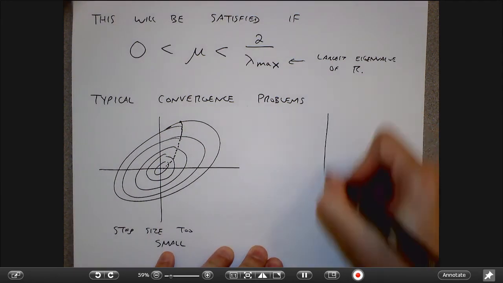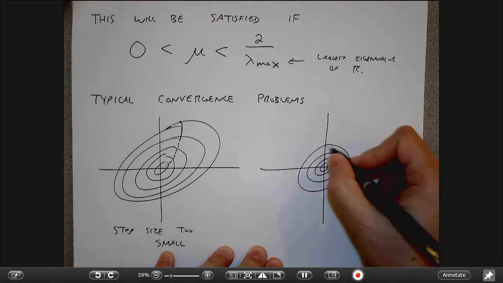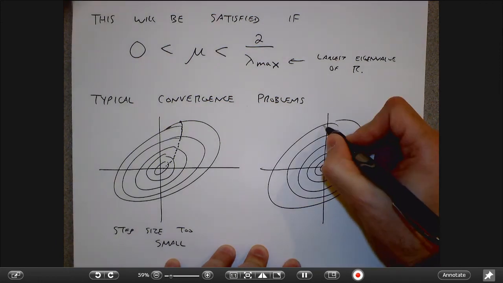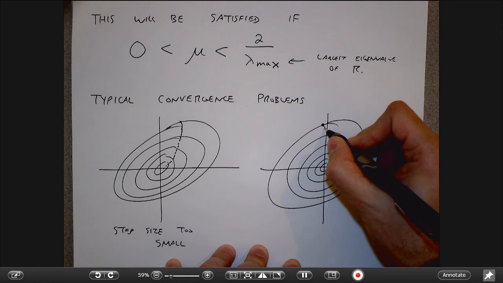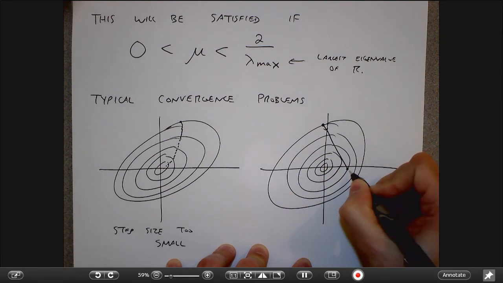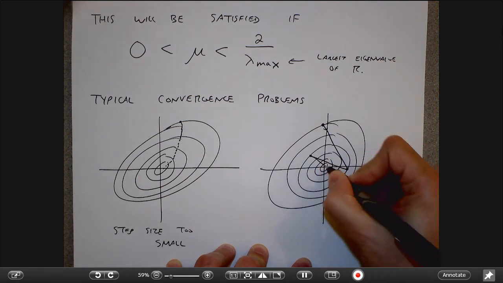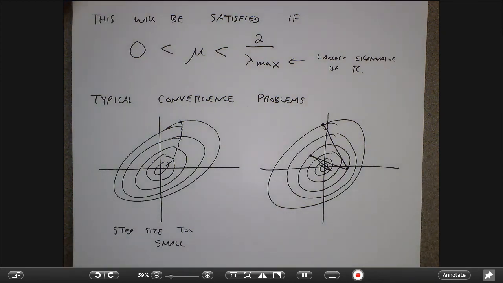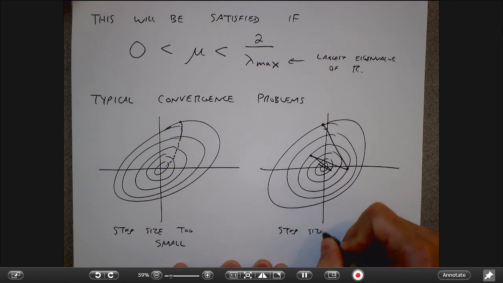On the other hand, if I take step sizes that are too big, here the gradient is pointed this way, and if I take a big step, maybe I go over here, and if I take another big step, maybe I go over here. So maybe I eventually get to the minimum, but I zigzag my way there. This is step size too big.